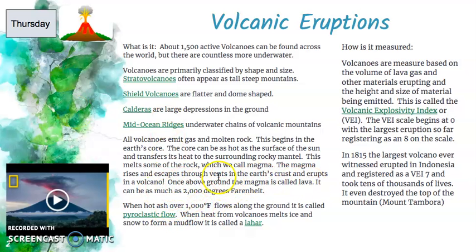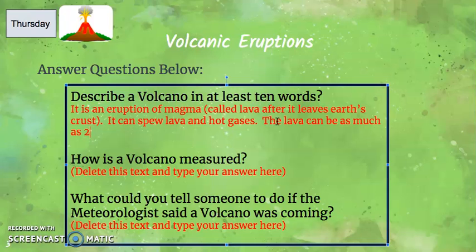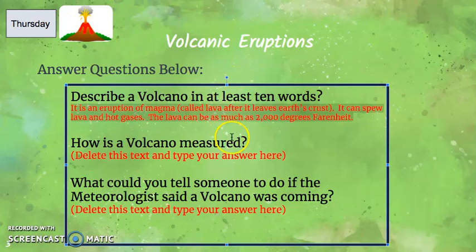Once above ground, the magma is called lava. It can be as much as 2,000 degrees Fahrenheit. Wow. The lava can be as much as 2,000 degrees Fahrenheit. So let's see if I spell that right. I doubt it, but we'll go for it. 2,000 degrees Fahrenheit, and I'm going to make that smaller like we've seen before.